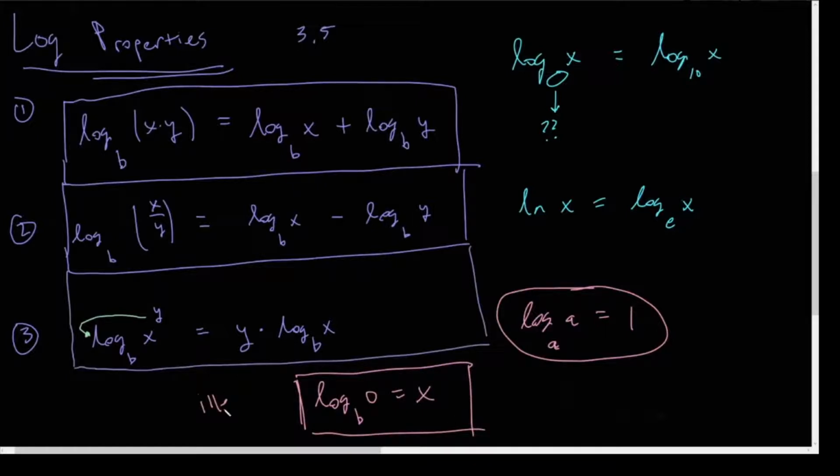Will you explain property 3 again? Yeah. If you have the log base b of some number to an exponent, the exponent comes out front as multiplication. So I can do another example here. If you have log base 3 of p to the 5th, this becomes 5 log base 3 of p.